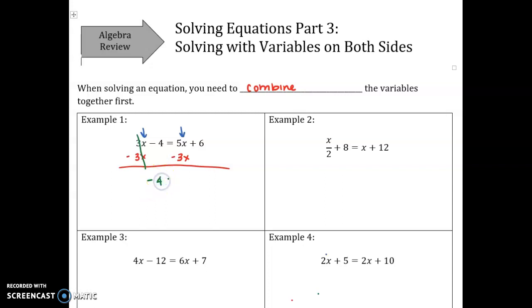So I subtracted 3x from both sides. The -4 is going to stay the same. I have 5x minus 3x, which is 2x. And then I have a positive 6. The -4 and the positive 6 have not changed.